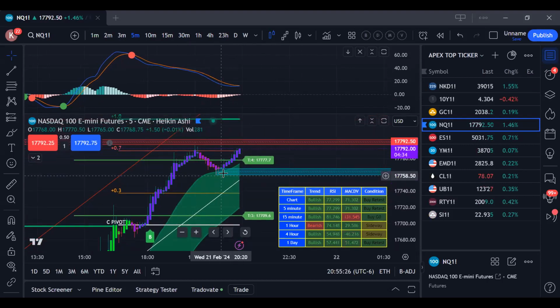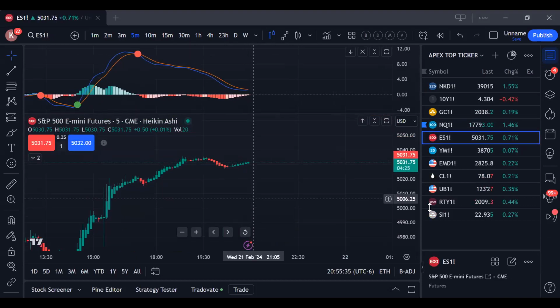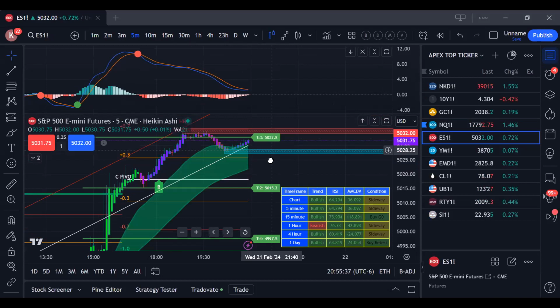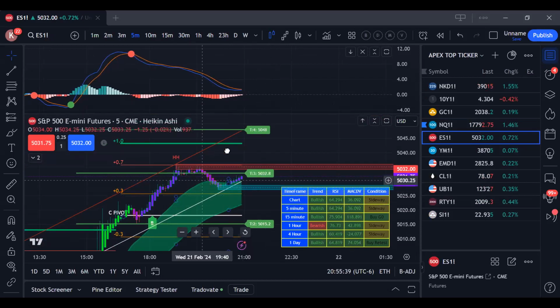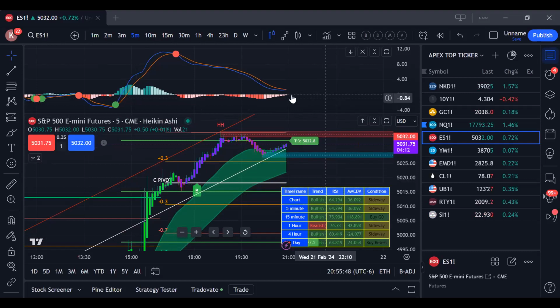It came, touched the cloud, and started bouncing up. If it breaks this resistance, it will go all the way till here. ES also will move up. It touched the resistance, came to the cloud. There is a support here. It is going up. Everything is green. Here also, if we get a green signal, then there is a high possibility that it will break this resistance and go all the way up.